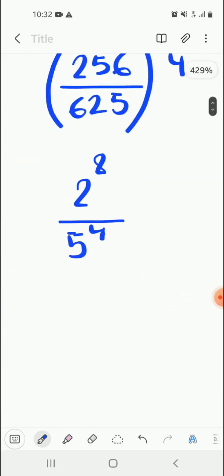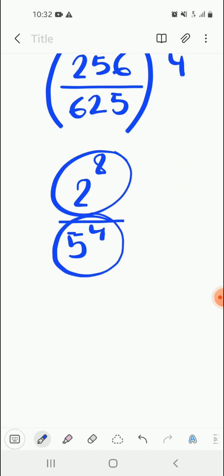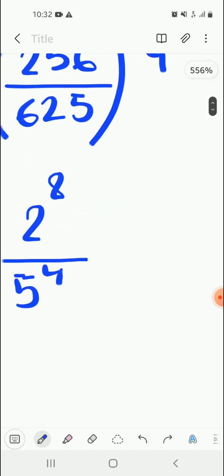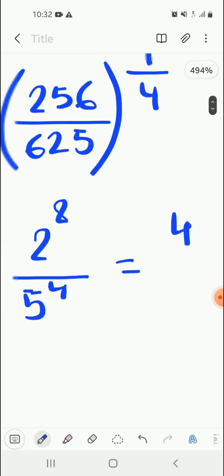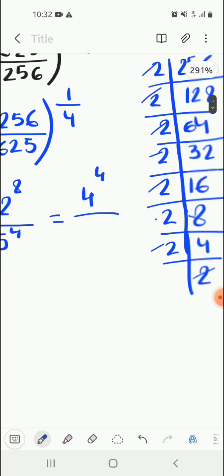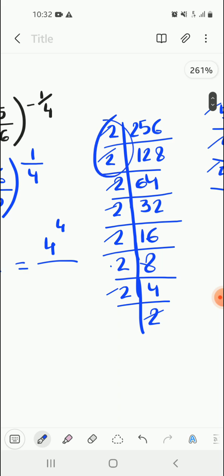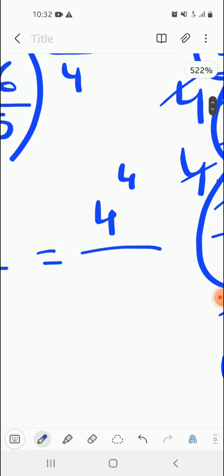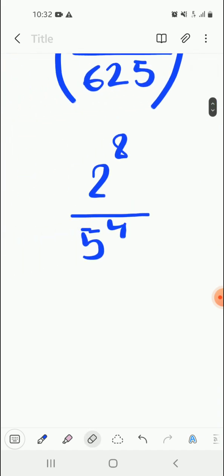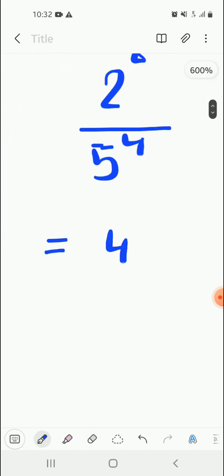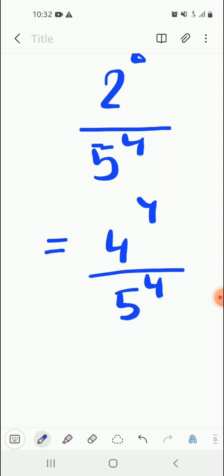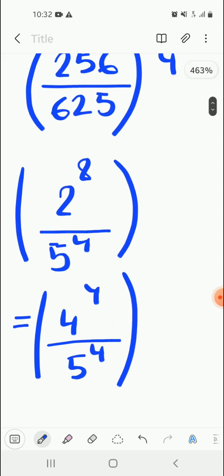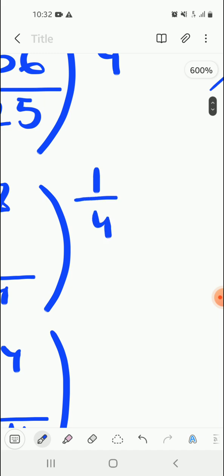Now see, in order to make these two equal powers, we can also write 4 to the power 4 because it means the same thing. If we combine these two together, so these 2s become a 4, these 2s become a 4, these 2s become a 4, and these 2s become a 4. So see, 1, 2, 3, 4. We have got four 4s. So the power we can write here as 4 to the power 4. So let's write 4 to the power 4 and 5 to the power 4. Okay, and the whole thing was to the power 1 by 4 as given in the question.